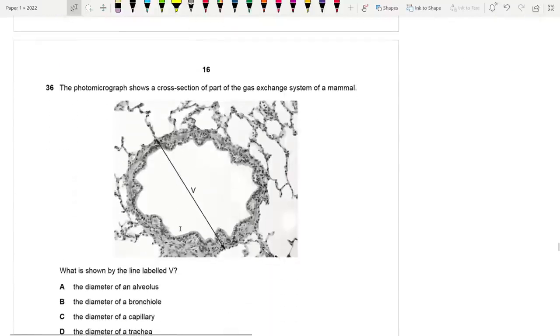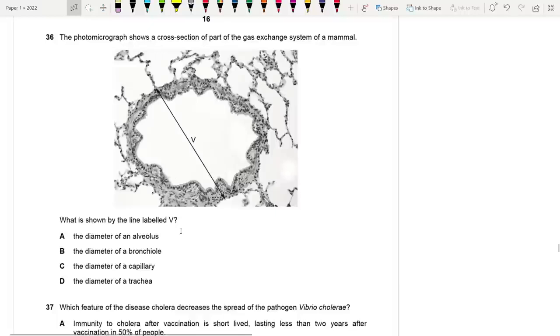Okay. For 36, the photomicrograph shows the cross section of part of the gaseous exchange system of a mammal. So, do you know what this is? This is one alveoli over here on that side. This is an alveoli. These are all alveoli. So why is V not an alveoli clearly? If you look at the respiratory system, we have the trachea, bronchus, bronchioles, then we have respiratory bronchioles followed by these. So clearly this is not the trachea, this is not the alveolus, it's clearly the bronchiole because we get alveoli from bronchioles.